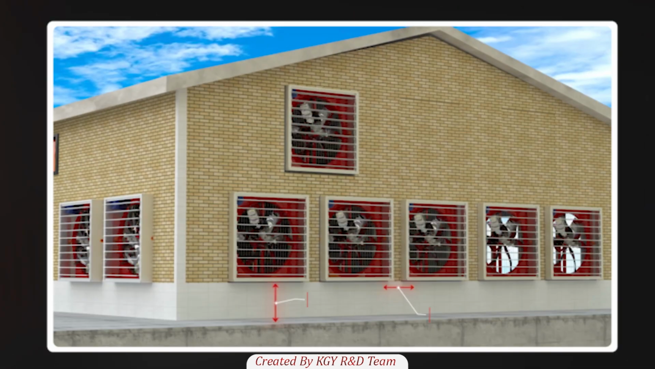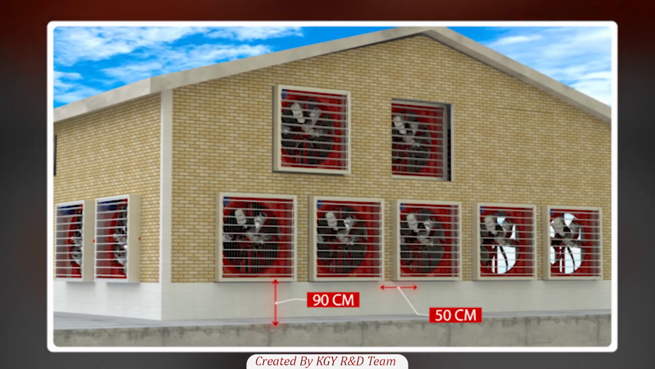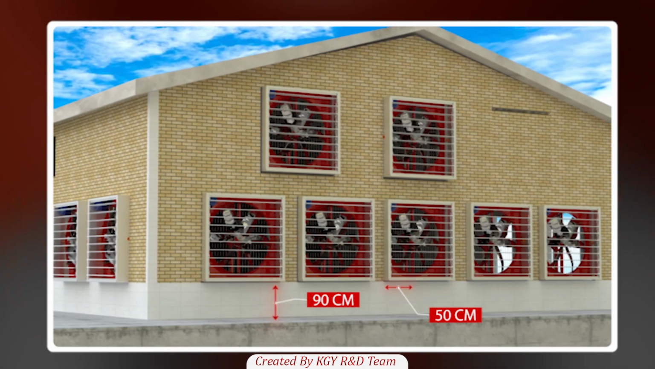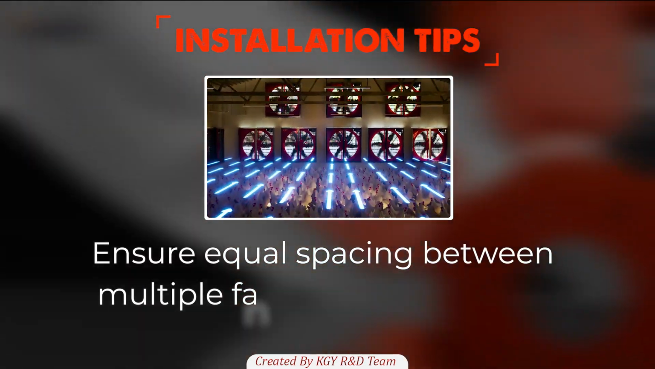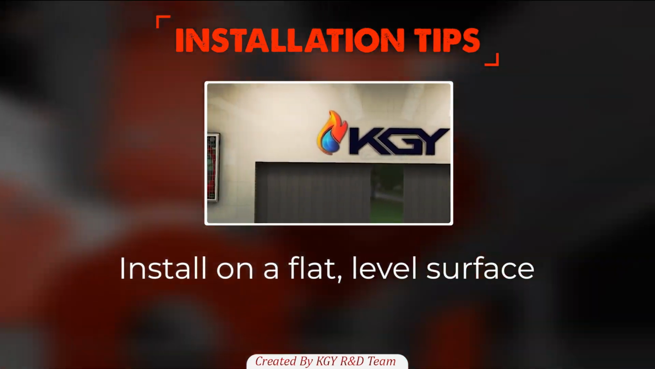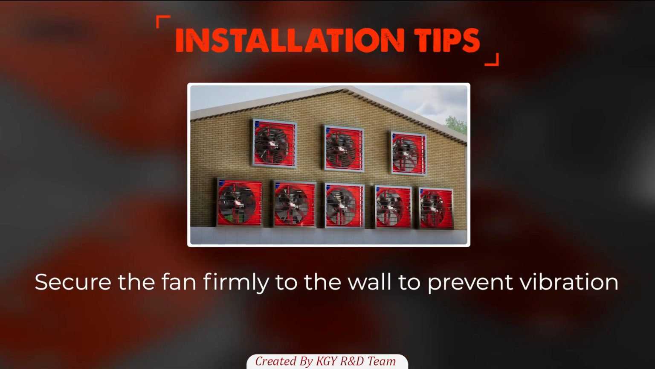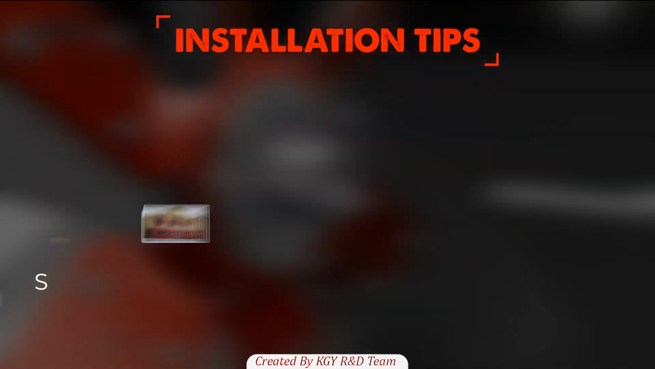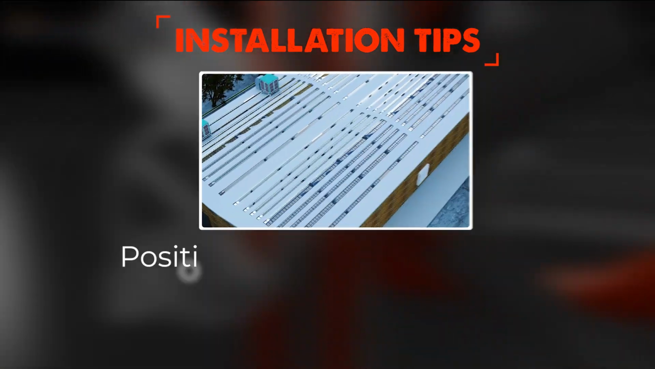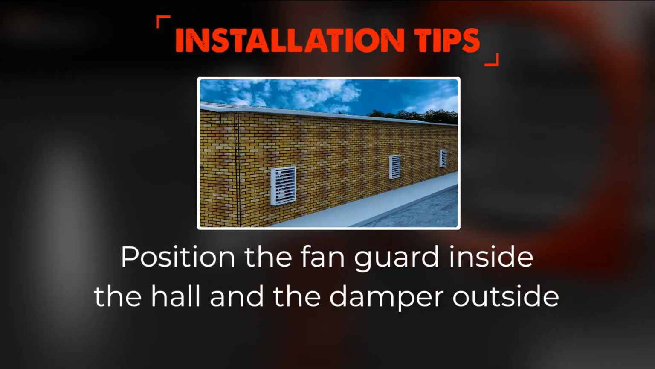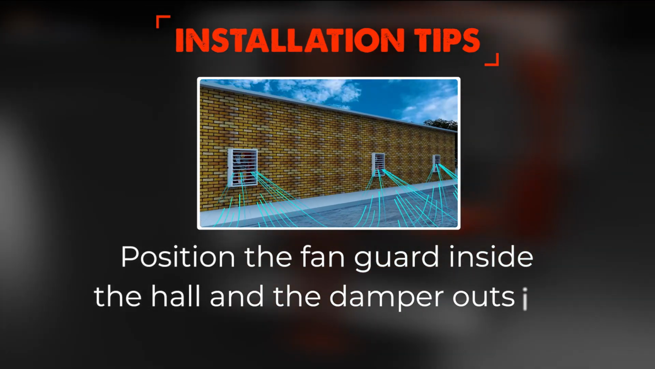Maintain a minimum of 90 cm clearance from the floor and 50 cm from adjacent walls. Ensure equal spacing between multiple fans on the same wall. Install on a flat level surface. Secure the fan firmly to the wall to prevent vibration. Position the fan guard inside the hall and the damper outside. Select the number and type of fans based on airflow volume and air cooler capacity.